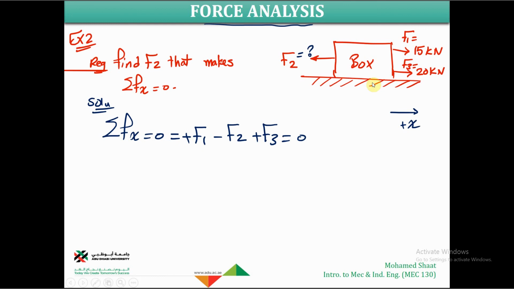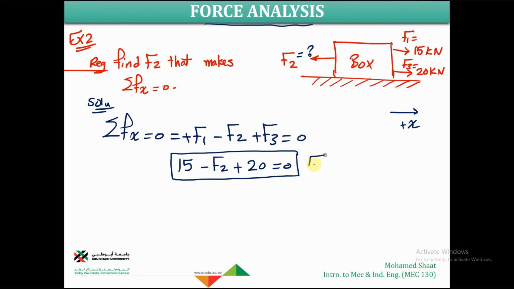Then, how much is F1? It is 15 kilonewton. Negative F2, we have no clue how much it is. Plus F3, which is 20, equals 0. This is going to give us an equation, right? This is from mathematics, it is an equation. And this is why you should study mathematics.